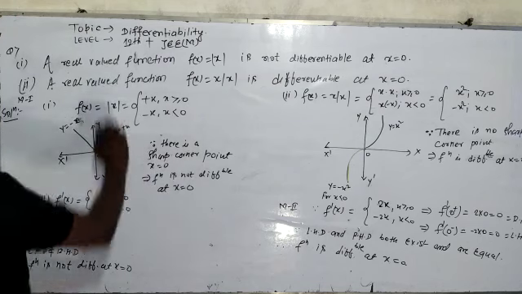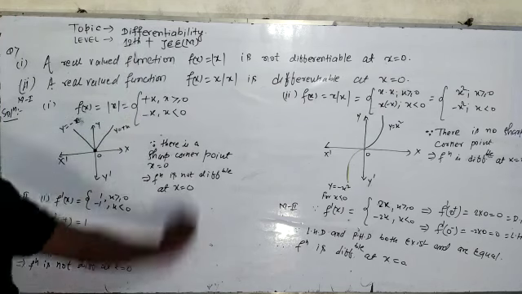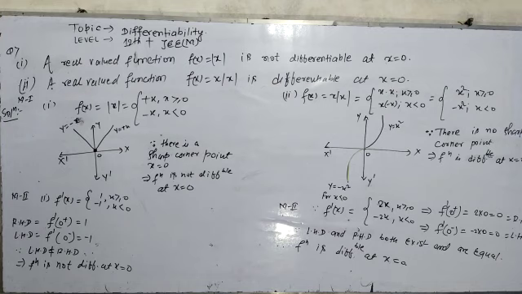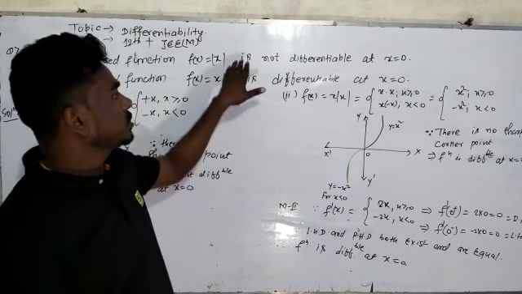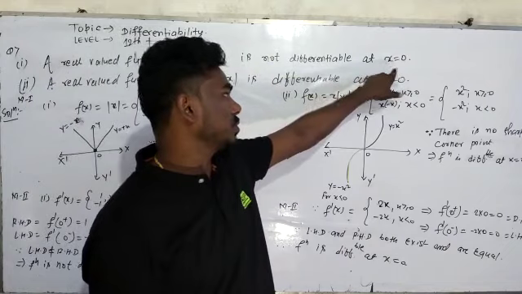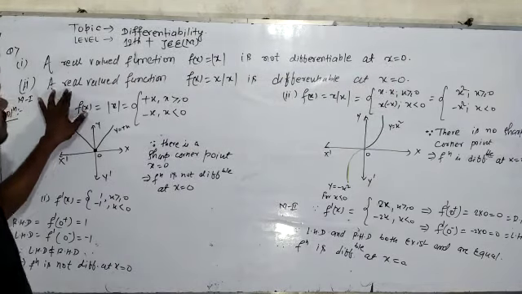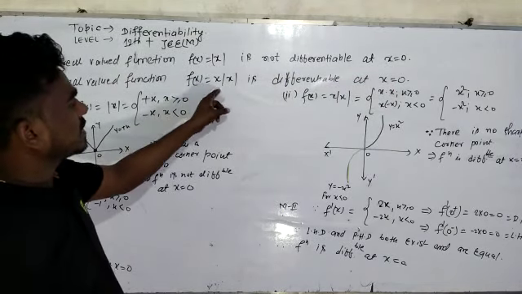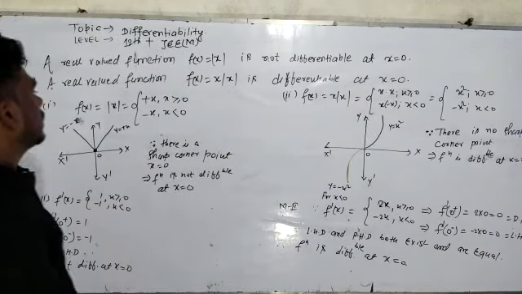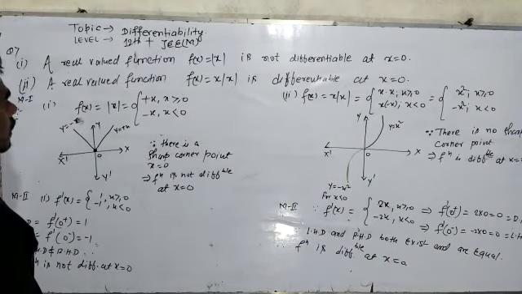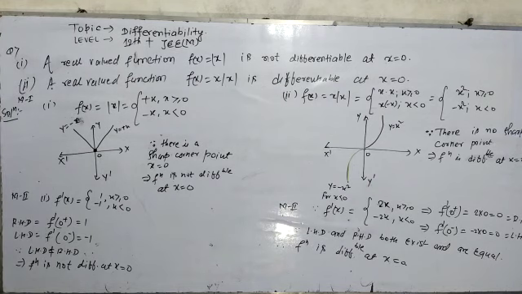Today we will discuss some questions from differentiability. There are two questions. The first question asks why a real valued function f of x equals mod x is not differentiable at x equals 0, but a real valued function f of x equals x mod x is differentiable at x equals 0. We are using two different methods.